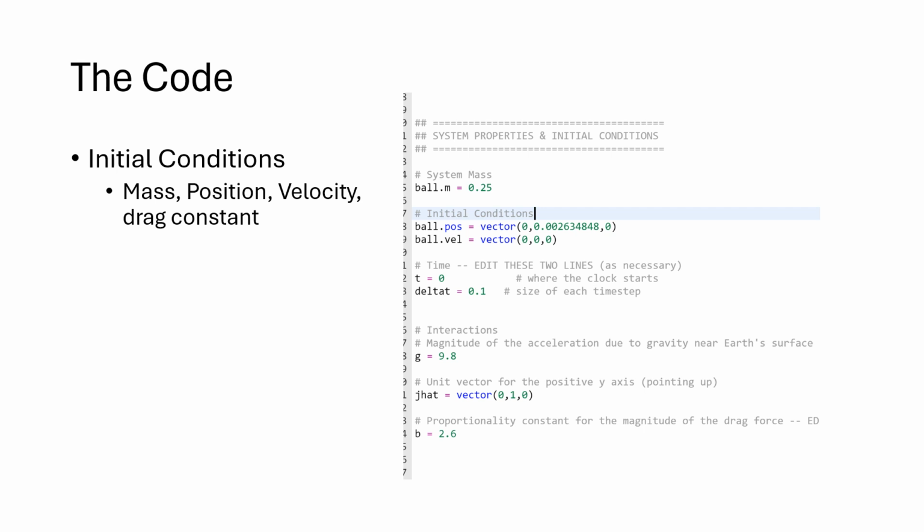Moving on to the code, we first have to give our code its initial conditions, and these are obtained from the video. We have our mass, position, velocity, and drag constant.